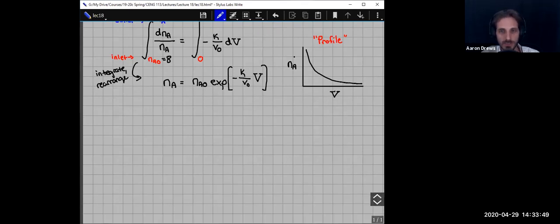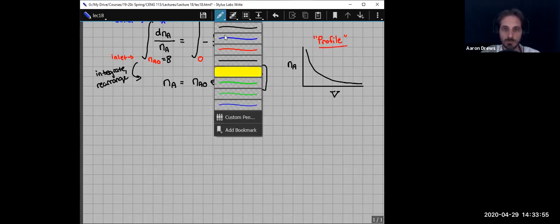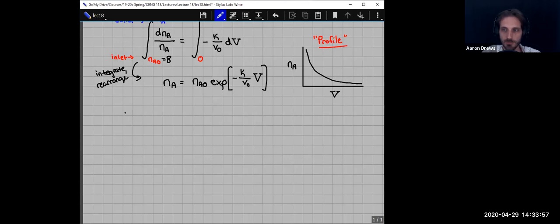That's not what the question asked us for. The question didn't ask us for the profile. I'm just pointing out that you will be asked for profiles eventually. So it's useful to know where they would come from in this particular expression. What we wanted to know was what's the volume for 50% conversion?